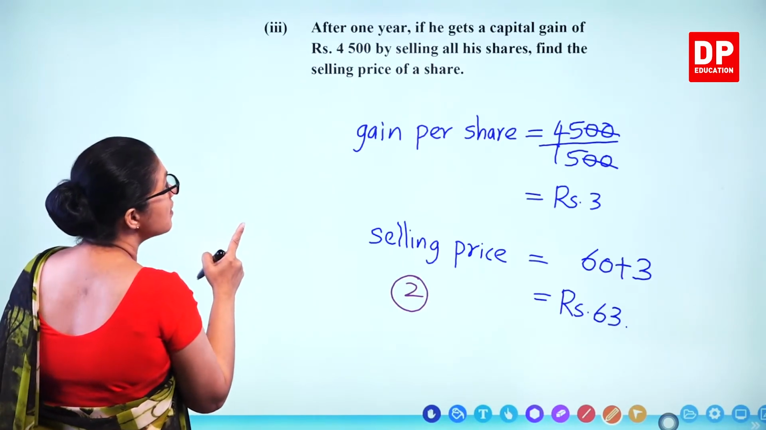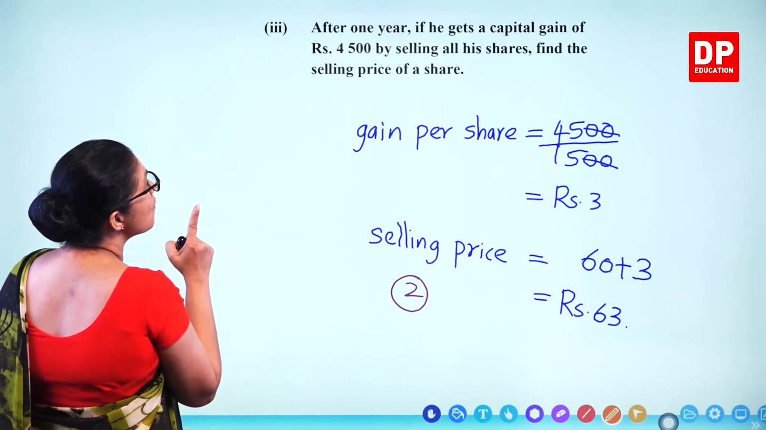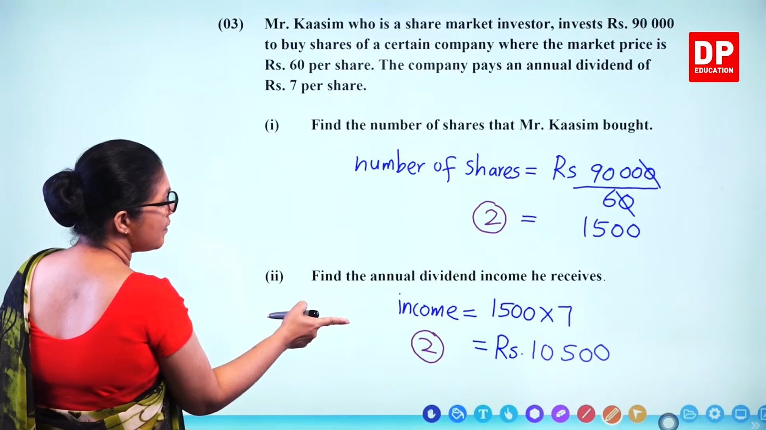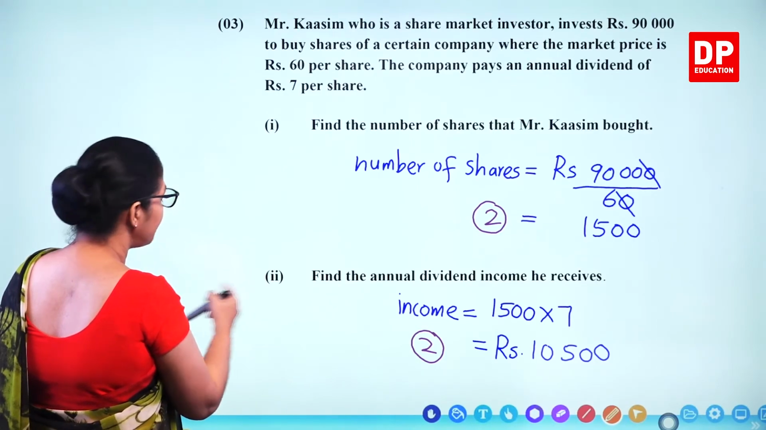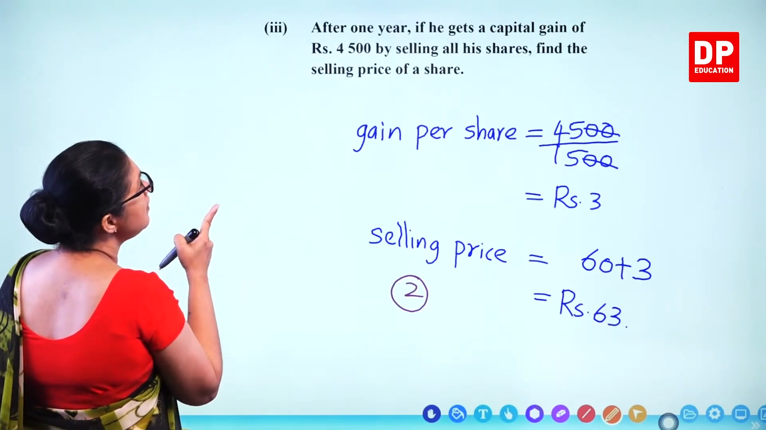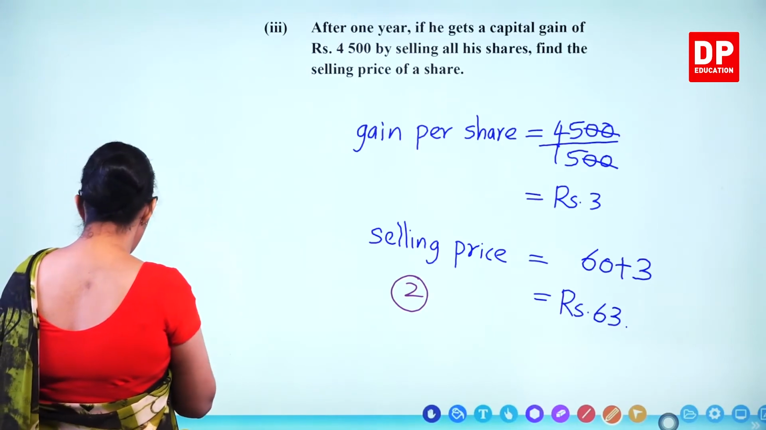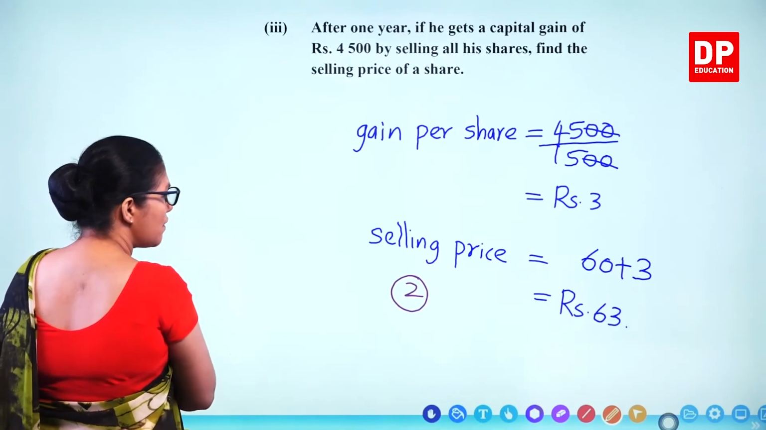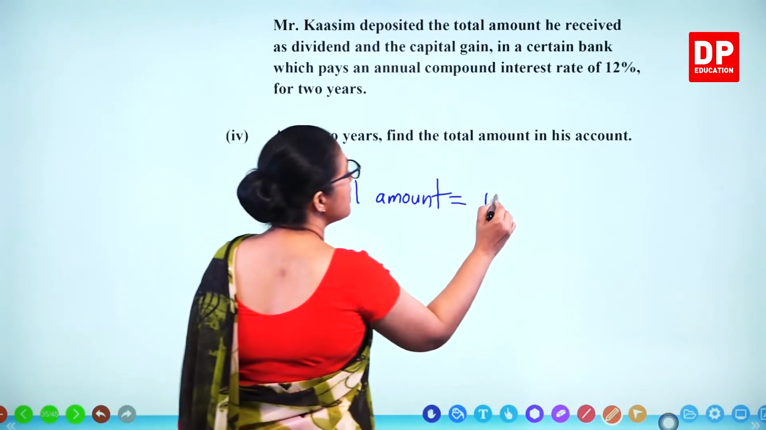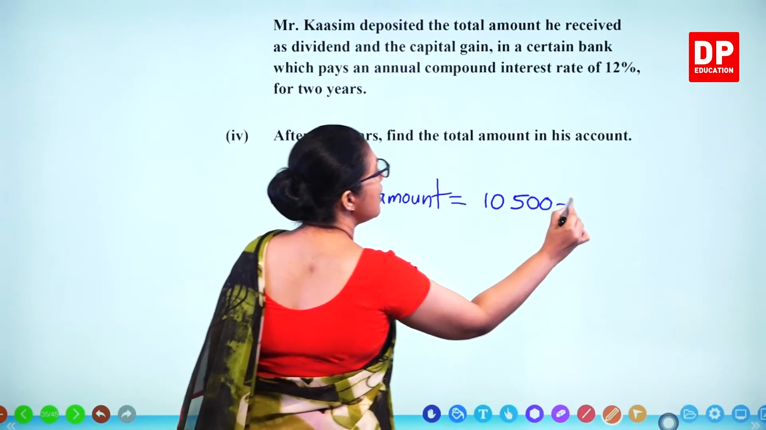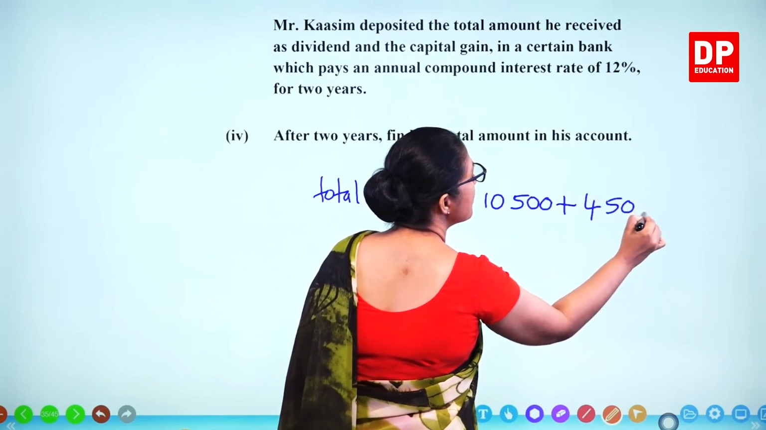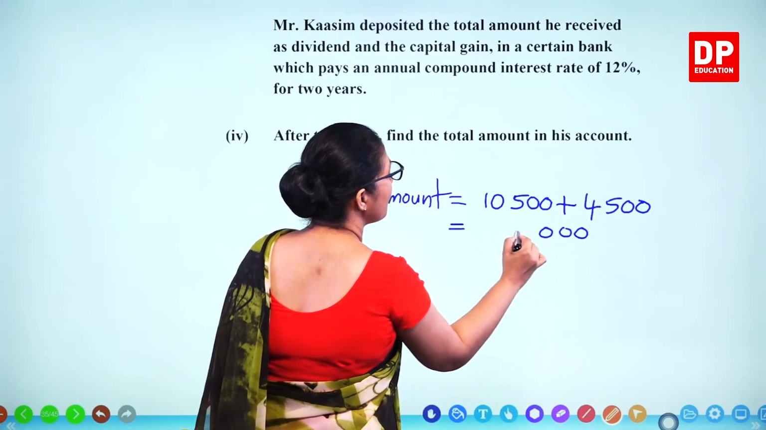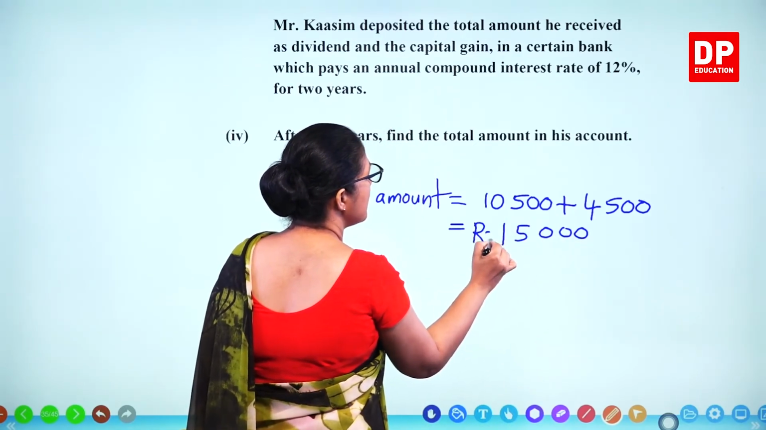Dividend amount, that's 10,500, and the capital gain 4,500. 10,500 and 4,500. Altogether 15,000 rupees is the invested amount.